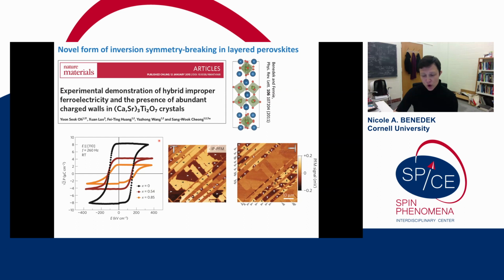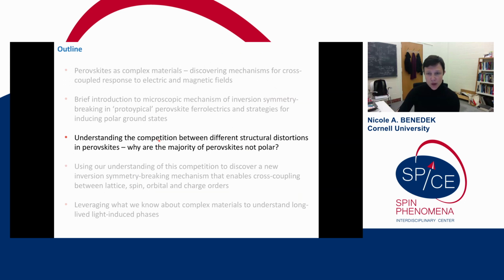So this novel form of inversion symmetry breaking is going to enable exactly the kind of cross-coupled materials that we're after. But before we get to that, it's helpful first to understand this question. So why are the majority of perovskites not polar?